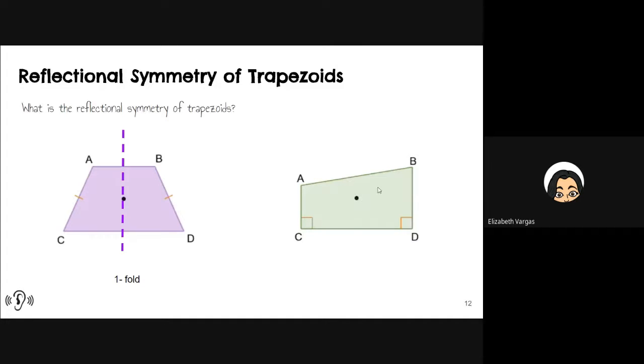Here we see this other trapezoid. We can see that there's no instance in which we can cut this image in half to create symmetry. And so it has none, or zero, folds of reflectional symmetry. Any questions?